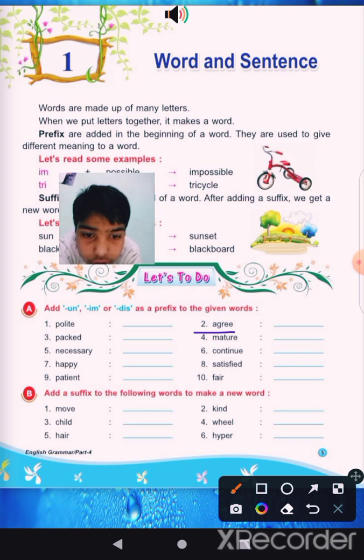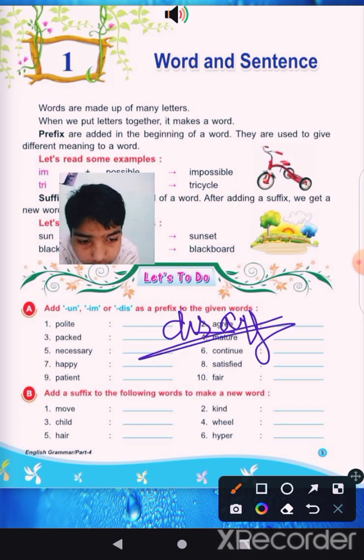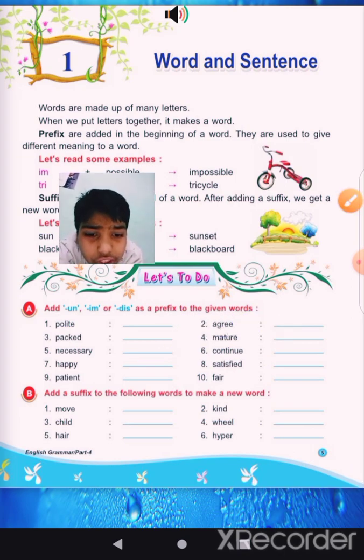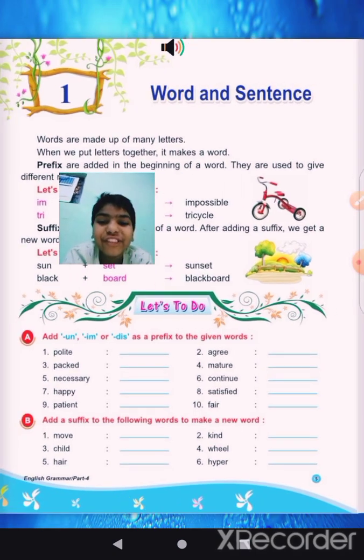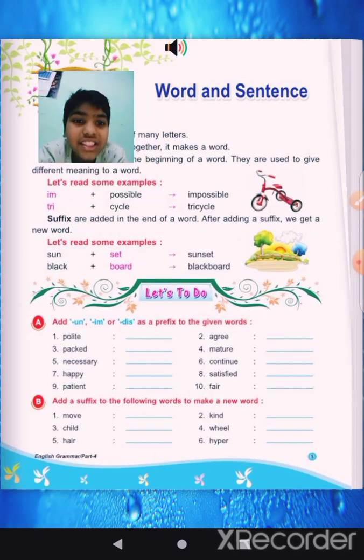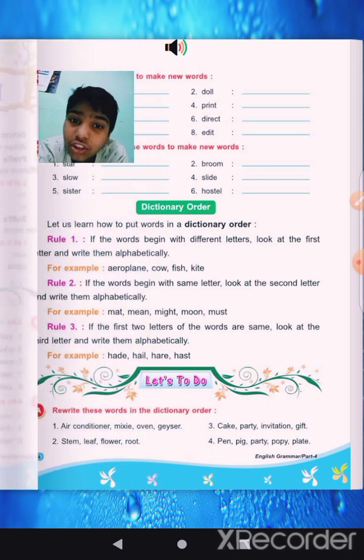I'll just give the second one. Dis will be here. Disagree. Whatever it is: mature, continue, satisfied, fair. You can do them. So do those remaining words, because if I told you everything, how will you understand, right? If you are just writing it, that's not important.